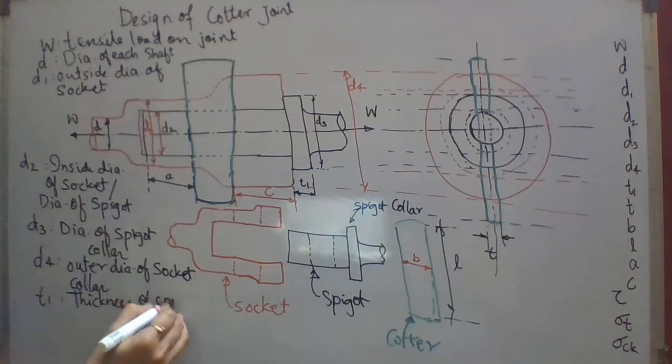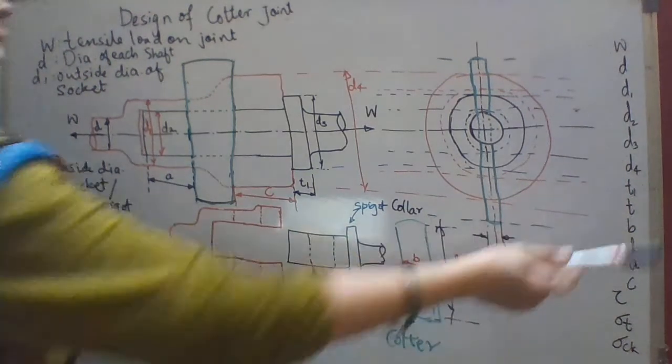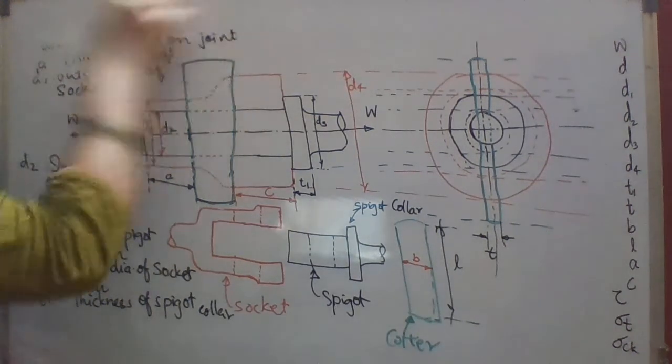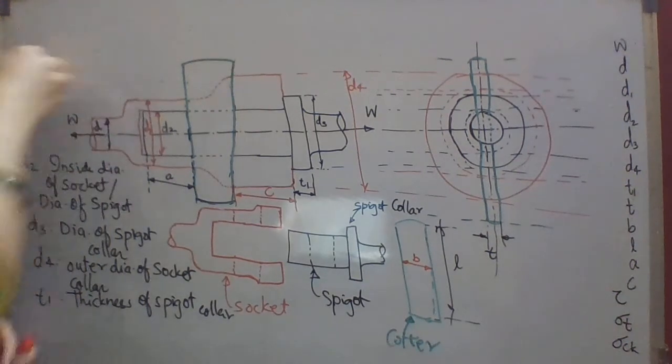Thickness of the spigot collar. Now b, t and l. You can write these alphabets as t, b, l or b, t, l. These all three dimensions are for the cotter. I will write those dimensions also here.